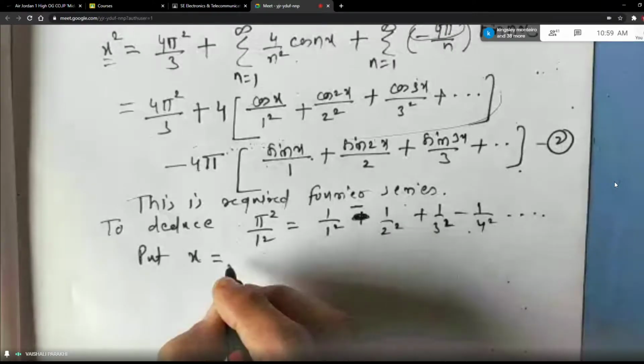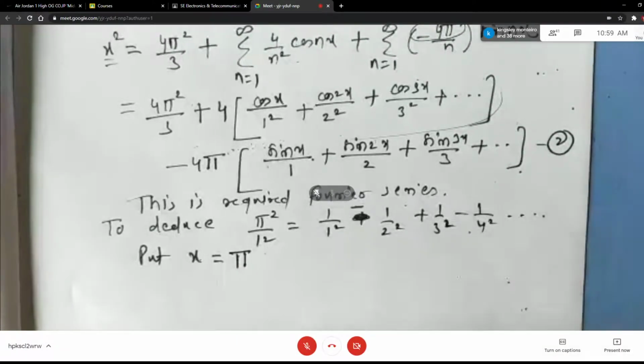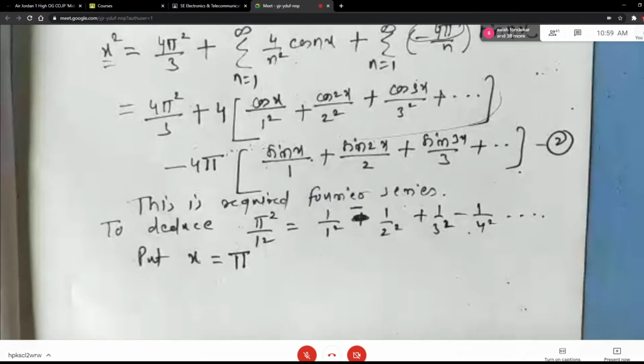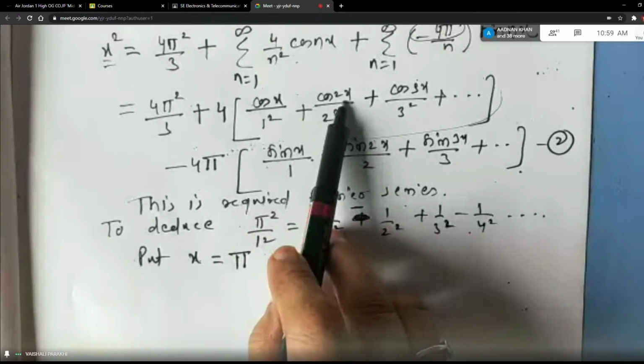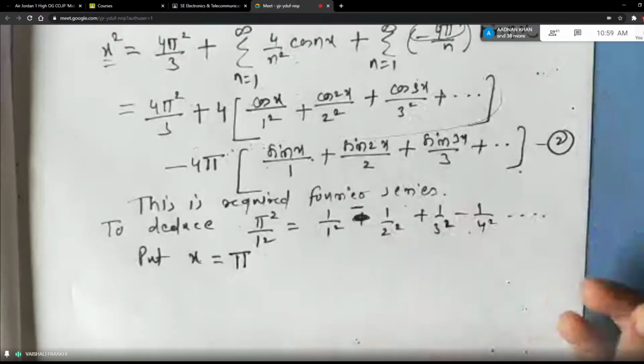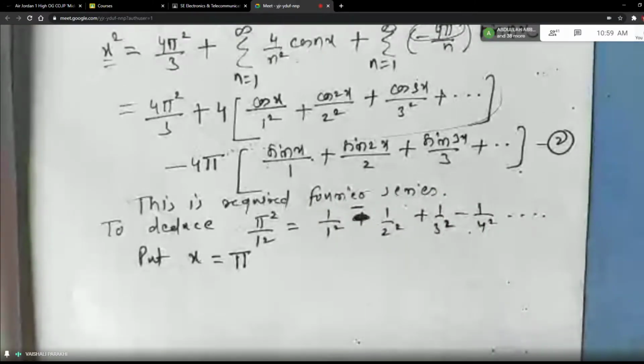Very good. So if you put x equal to pi, then definitely we are going to get alternate changes in the sign, students, because cos of pi is minus 1, cos of 2 pi is plus 1, cos of 3 pi is minus 1, cos of 4 pi will be plus 1. Because when the power of minus 1 is even, you get plus 1. When the power of minus 1 is odd, you get minus 1. So keeping that in mind, you can go for x equal to pi.